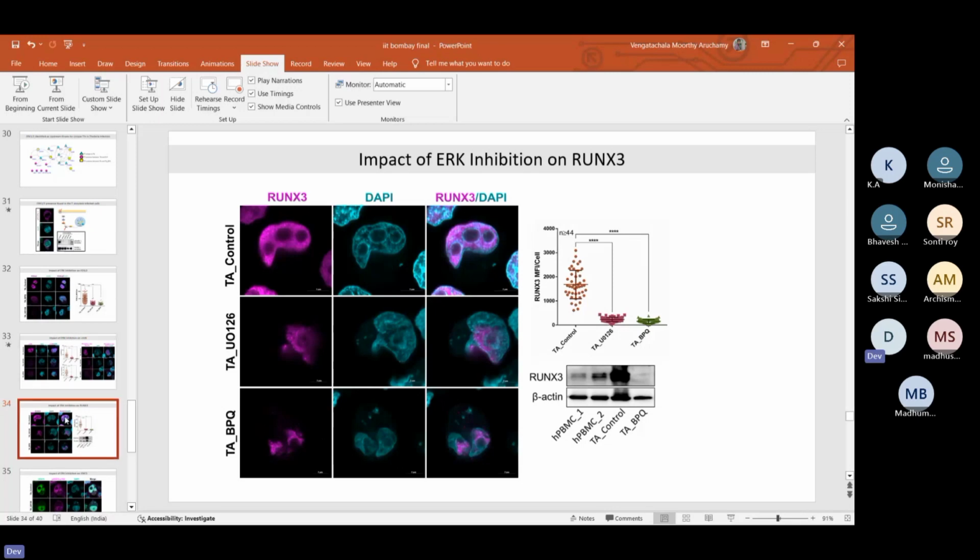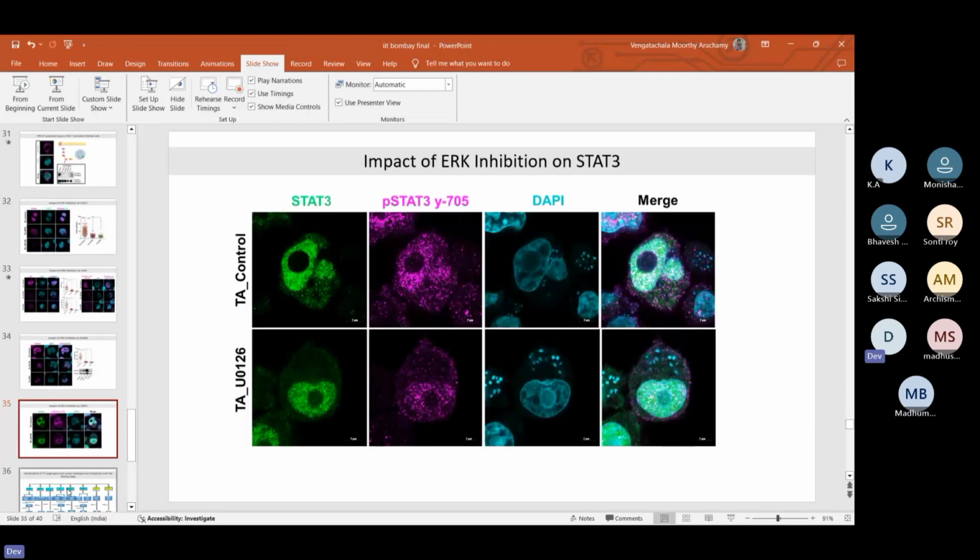So as a positive control, we wanted to check what is happening to STAT3 upon inhibition of ERK. So this is the control samples, and this is the U0126 treated samples. We have done both wild type as well as phosphorylated STAT3. So you can clearly see that there are no such changes in the expression or phosphorylation of STAT3 upon ERK inhibition, which acts as a positive control for our data.